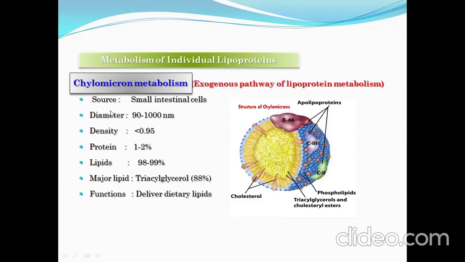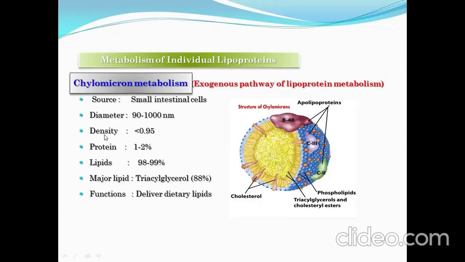So just come to the source. The source of chylomicron is the small intestinal cells. And the diameter of chylomicron is, you can see here, 90 to 1000 nanometer. You must know the diameter. Okay, you will get MCQ questions. So you can keep a chart of these different lipoproteins for remembering purposes.